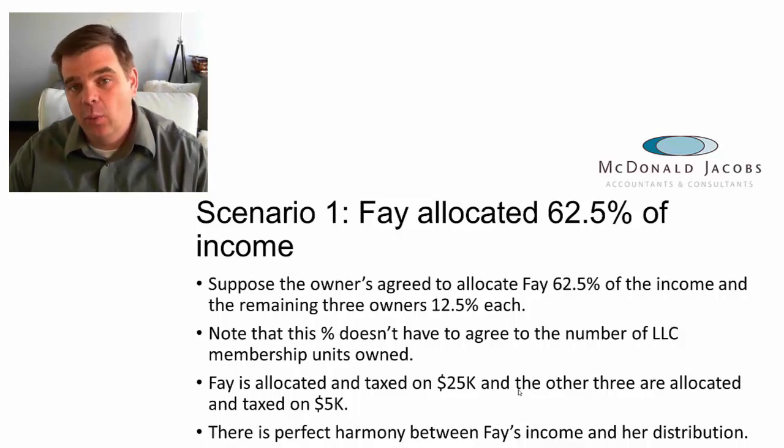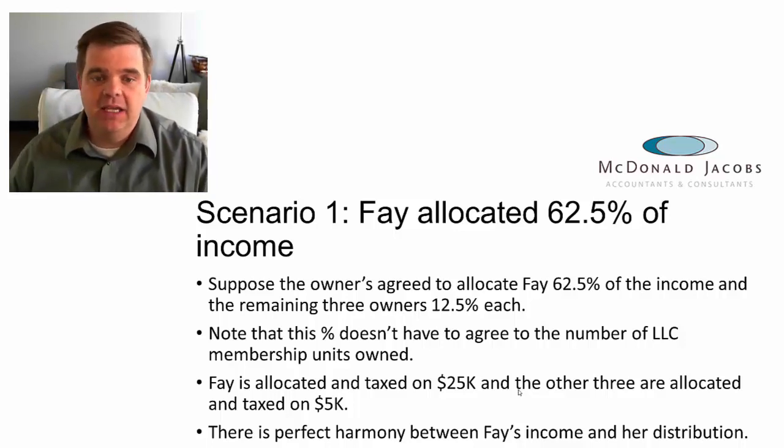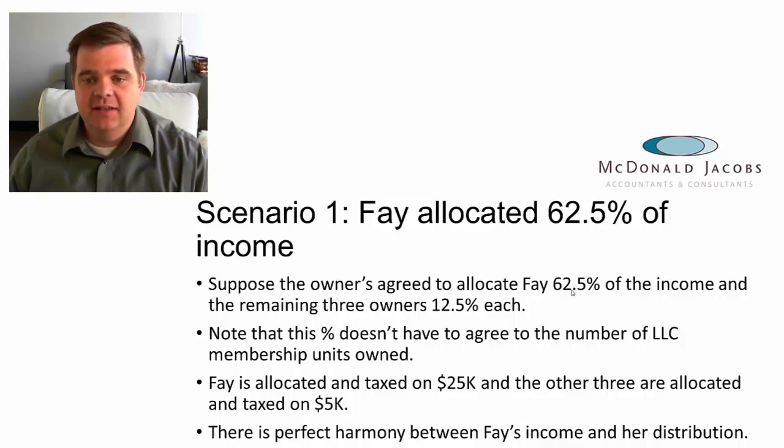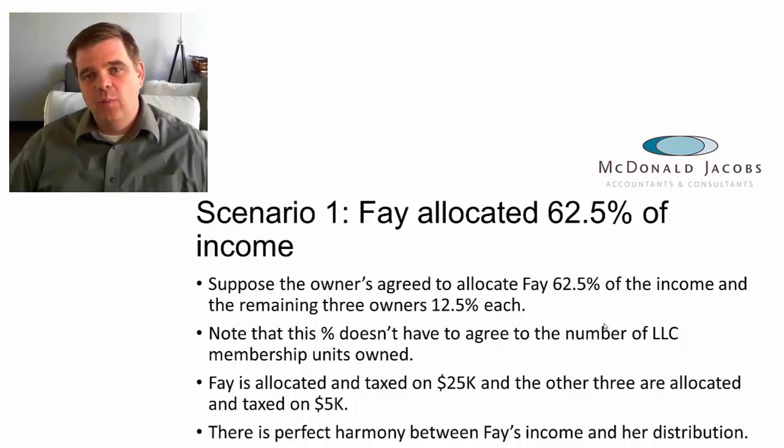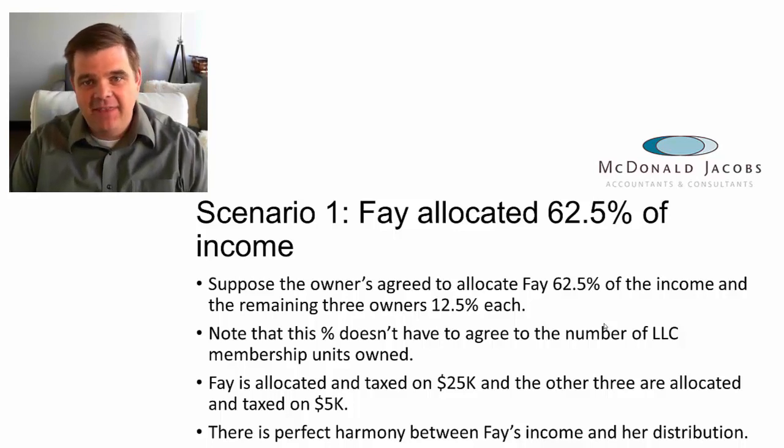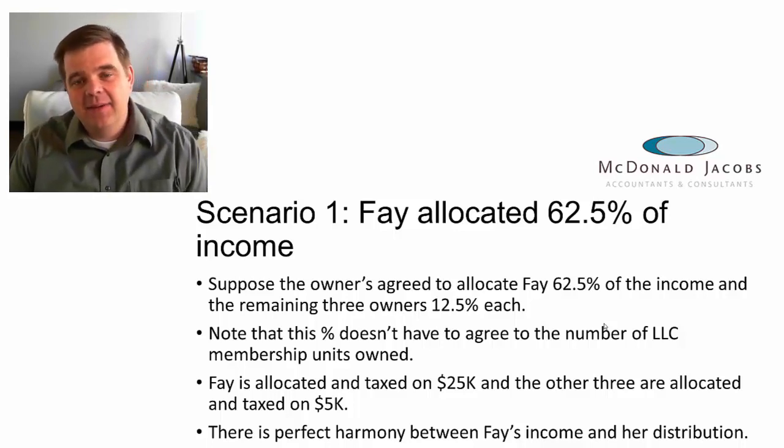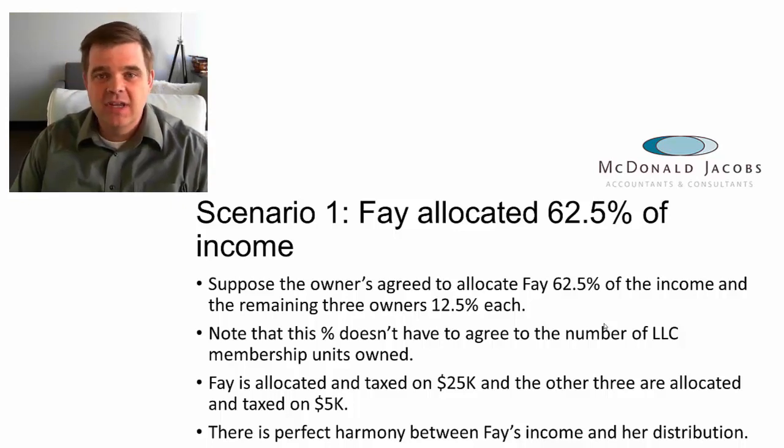Okay, so back over here, let's consider our first scenario, and what I'm defining as scenario 1 is the following income allocation. That is that Faye is going to get 62.5% of the income allocated to her, and the remaining owners will get 12.5%. And as you'll see, what this means in the math of this, when you math all that out, is that we're allocating exactly the amount of income to Faye and the other owners to equal the distributions they received, right?